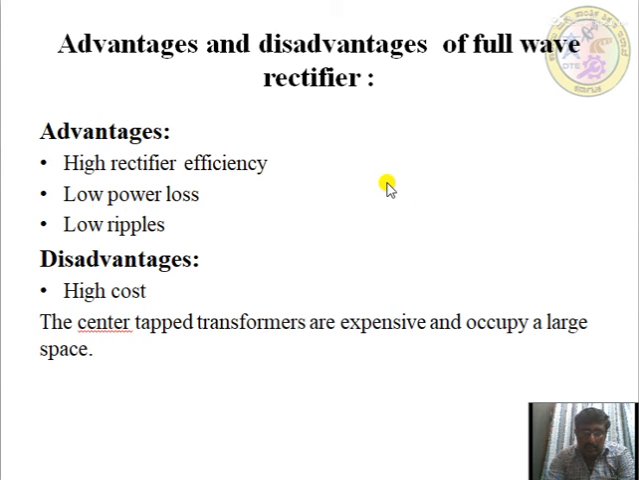Next, the advantages and disadvantages of a full wave rectifier. The advantages are high rectifier efficiency, low power loss, and low ripples. The disadvantage is its high cost, and the center tap transformers are expensive and occupy a large space.